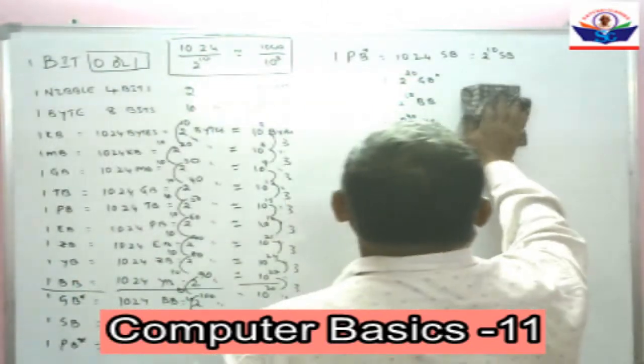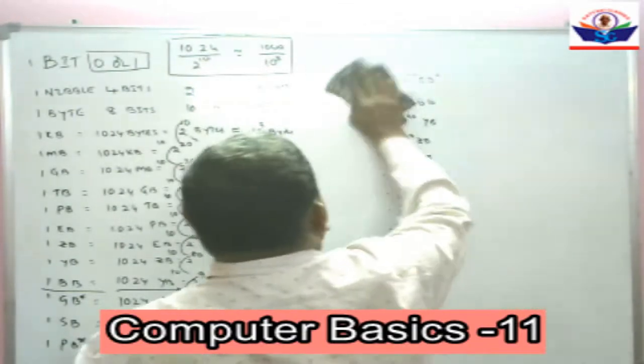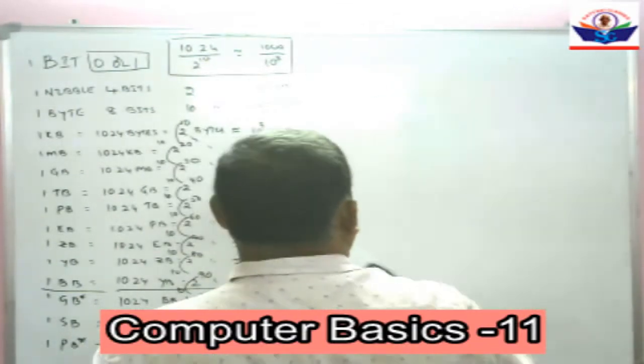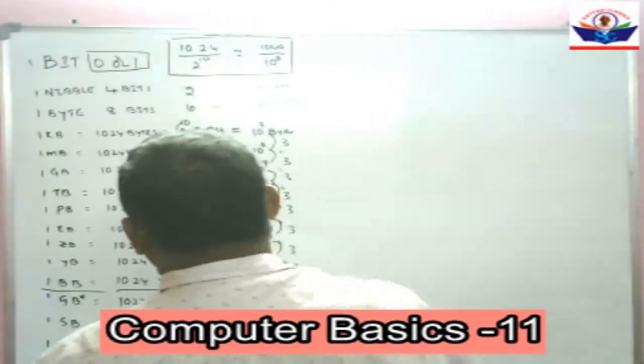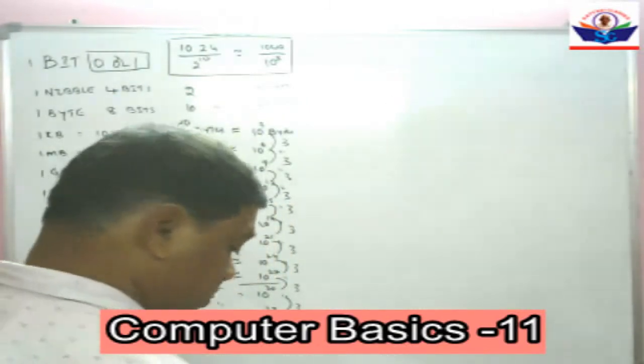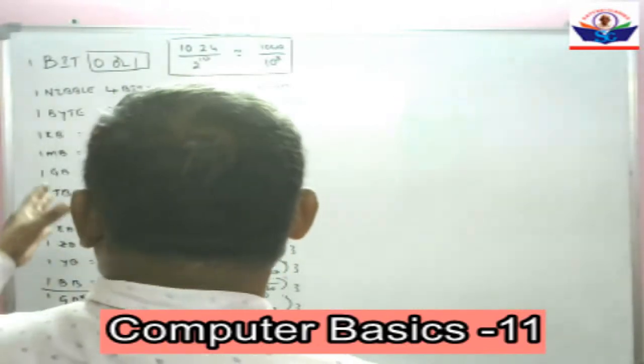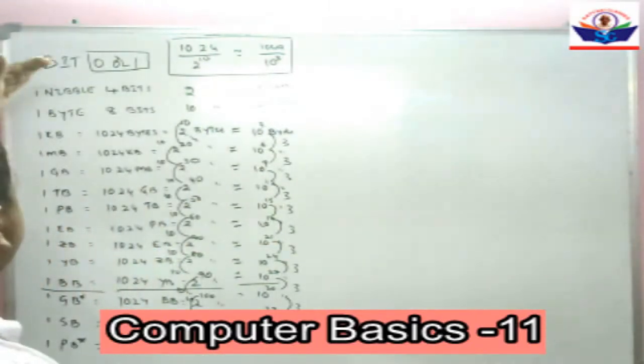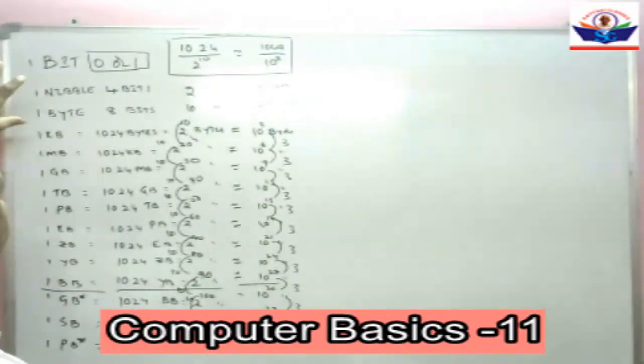Like this, we can... So this is the overview of bit, nibble, byte, and KB, MB, GB, TB, PB, etc.